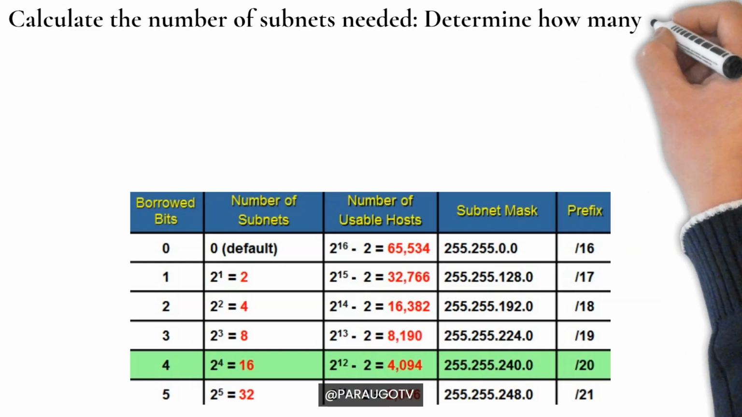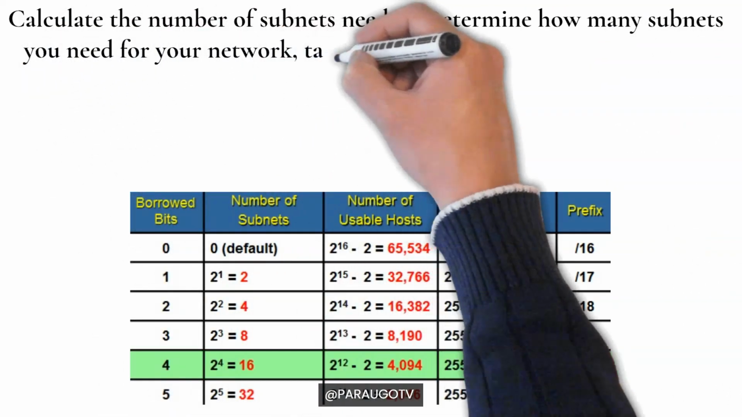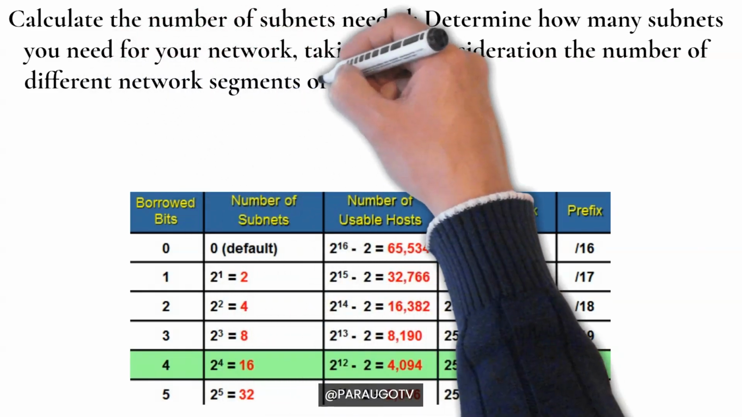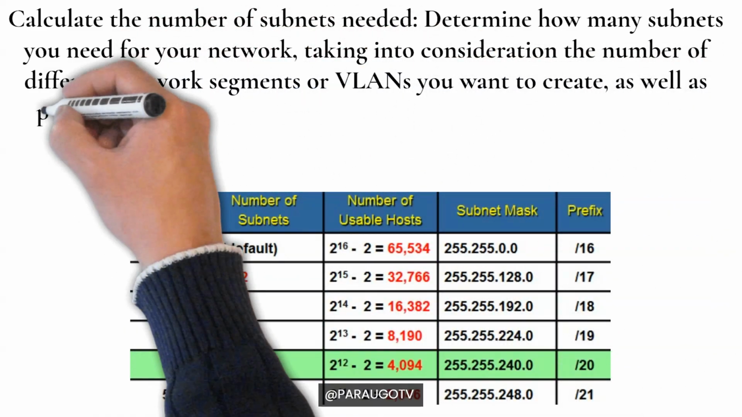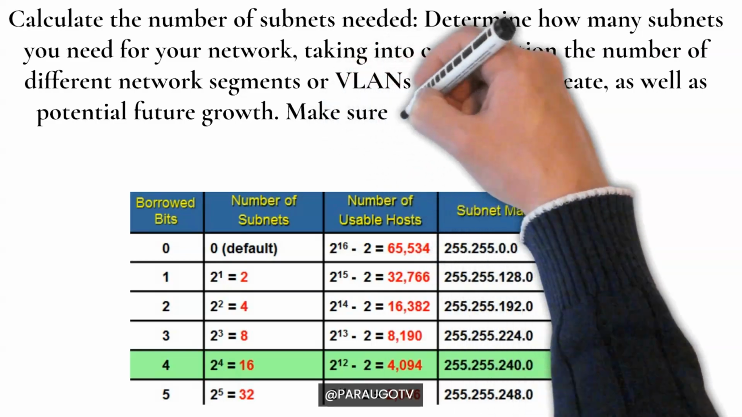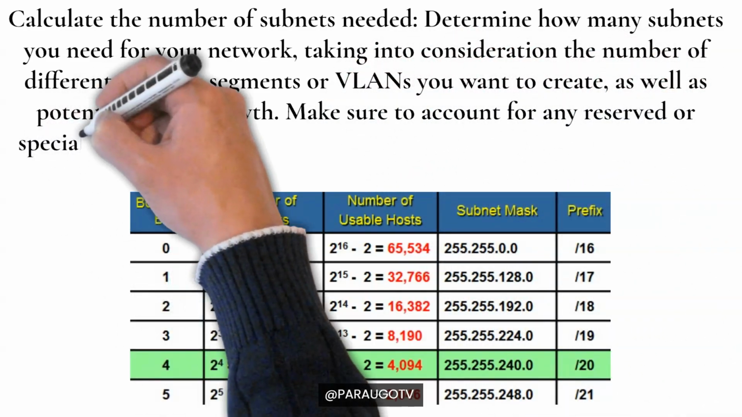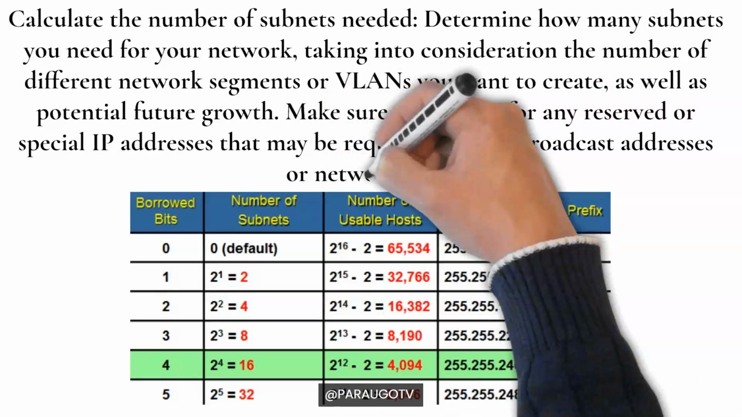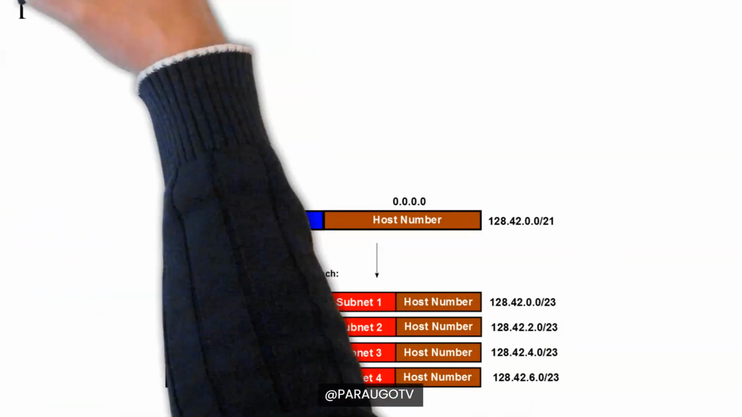Calculate the number of subnets needed. Determine how many subnets you need for your network, taking into consideration the number of different network segments or VLANs you want to create, as well as potential future growth. Make sure to account for any reserved or special IP addresses that may be required, such as broadcast addresses or network IDs.